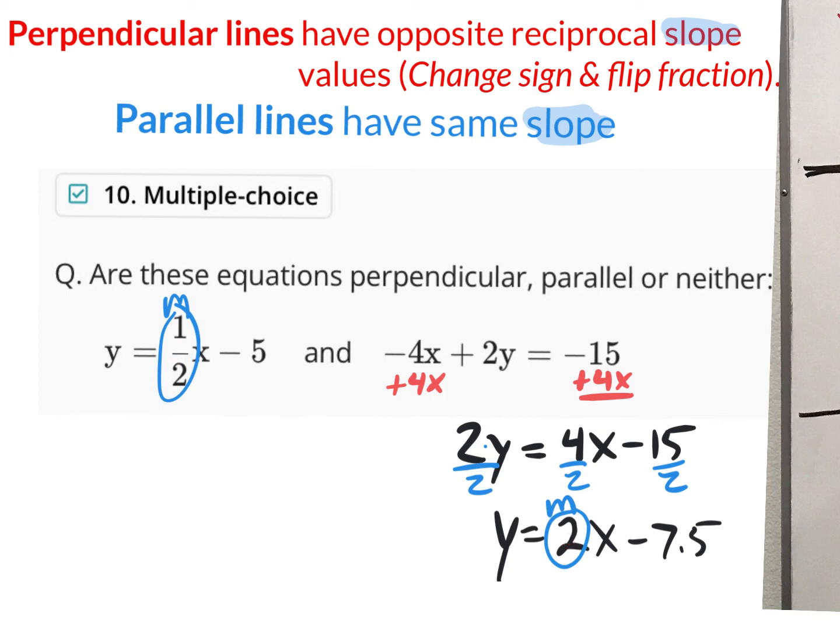Okay. Are they perpendicular? Well, did the sign change and did the fraction flip? Well, the fraction flipped. It became 2/1, which is just 2, but it didn't change the sign. This was positive. That's still positive. So in this case, are they parallel, perpendicular, or neither? We would say neither.